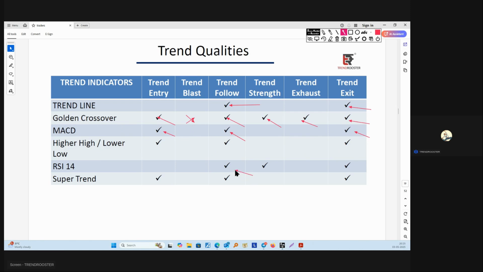RSI 14, trend follow, yeah, you can do with the RSI 14. Trend strength, yeah, you can measure with it. Trend exit, you can measure with it. Okay, Supertrend: entry is fine, trend follow is fine, trend exit is fine. Okay, so I want everything to be a tick mark. So what is available? Ichimoku is not. Ichimoku is only trend entry, you'll get it. Trend follow, you'll get it. Trend exit, you'll get it.